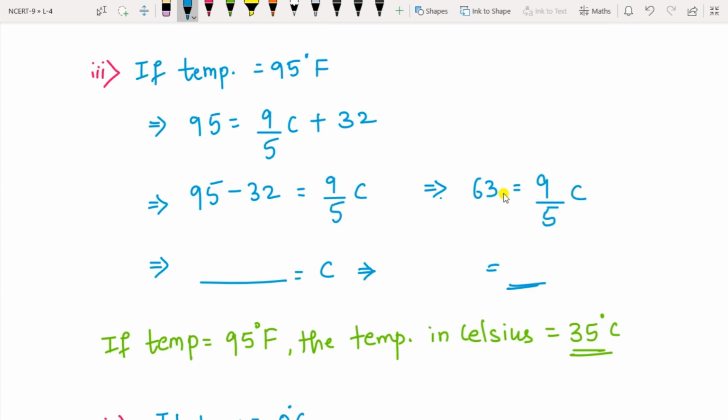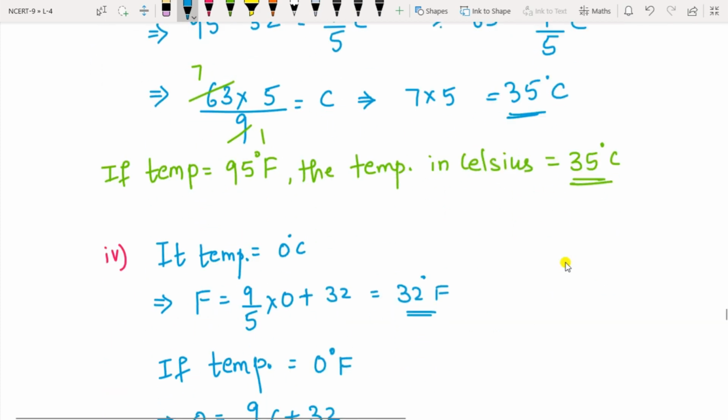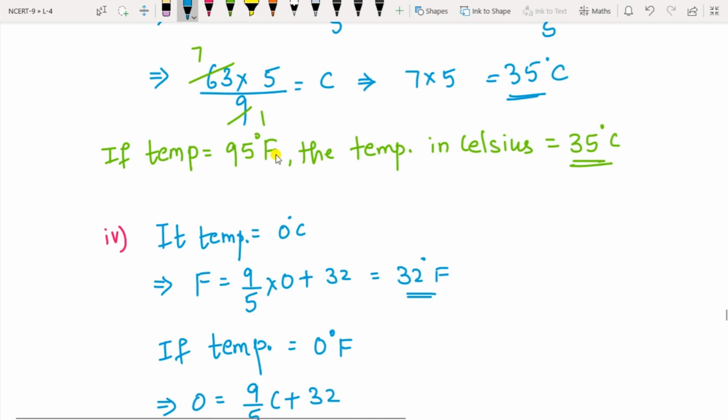Now take the inverse of 9 by 5 on this side. So it is 63 into 5 by 9. We will do the cancellation here. 9 ones are 9, 9 sevens are 63. So 7 into 5 is 35 degree centigrade. So when temperature is 95 Fahrenheit, temperature in Celsius is 35 degree centigrade.